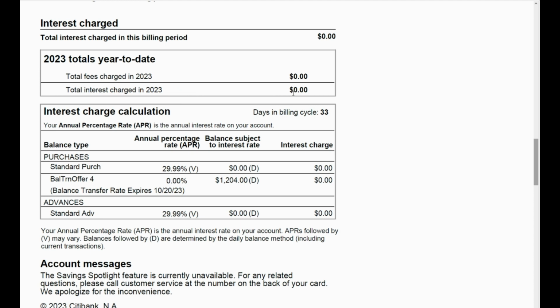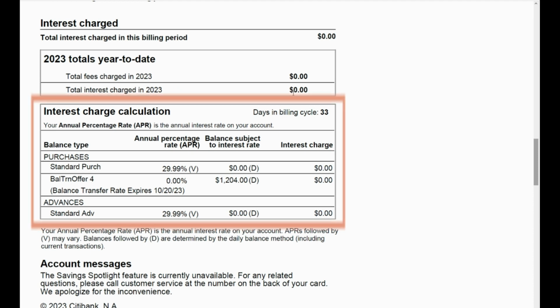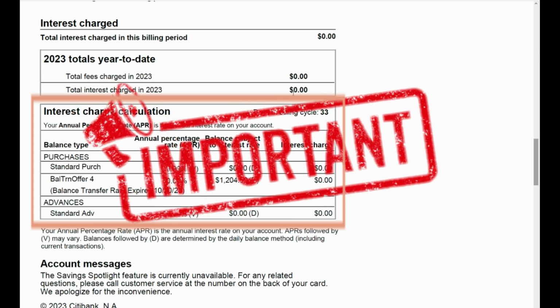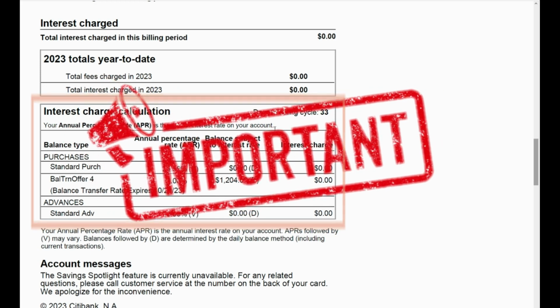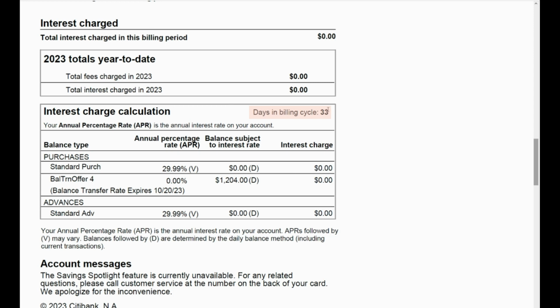Right underneath the year to date, you have your interest charge calculation. This is really important. This table right here is very important. Days in the billing cycle is 33. The annual percentage rate, APR, is the annual interest rate on your account. The balance type, if you have purchases, standard purchases versus balance transfer offers. So the standard purchase rate here for me is 29.99%. Balance subject, and it's a V here. And we'll read more about what the V means in a minute.